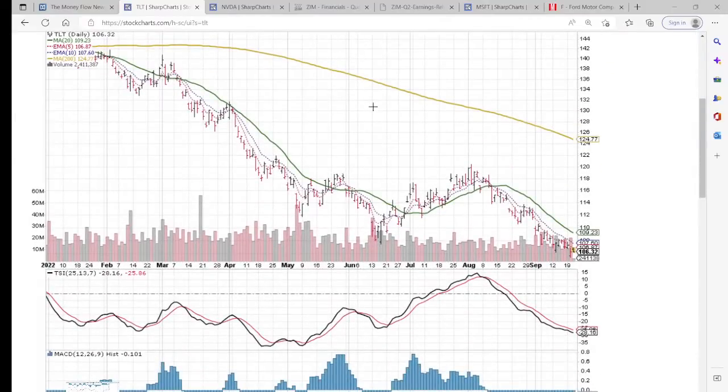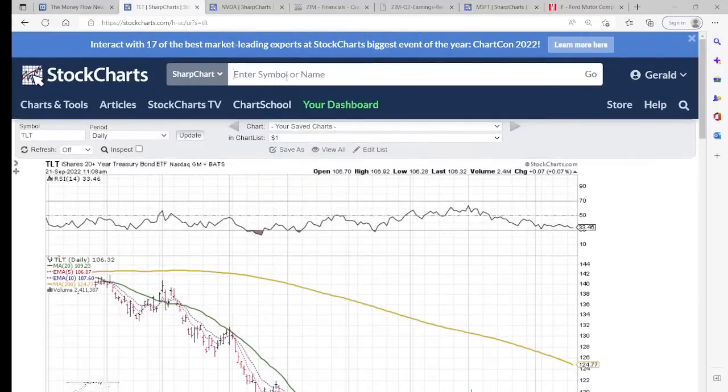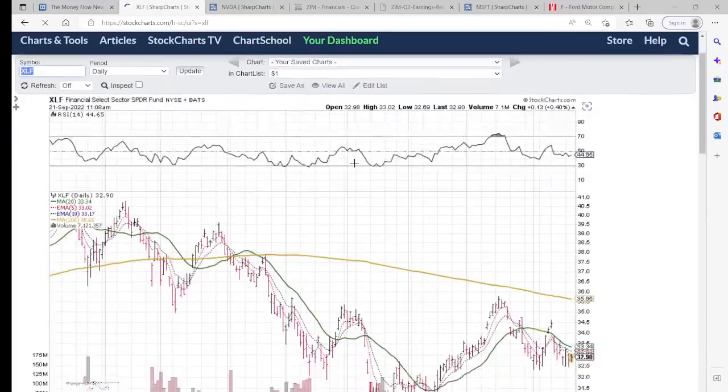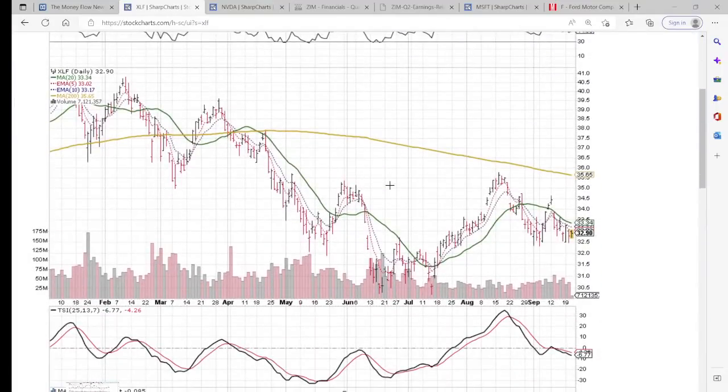20-year Treasury bond. Just a never-ending stage 4. That's what bonds are. Never-ending. XLF. Somebody asked me to look. I'm sure it's the same as all the others. Let's pull it up. Yep. We got a giant stage 1.